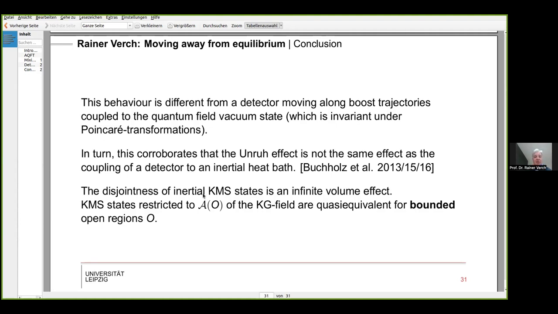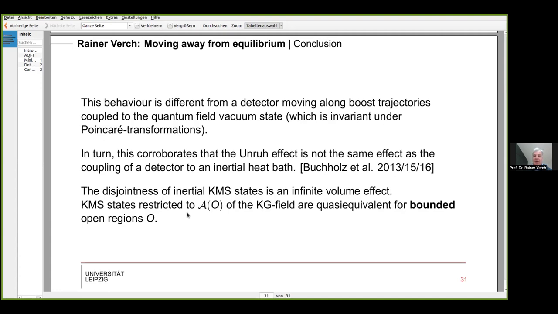So the disjointness of inertial KMS states is an infinite volume effect. KMS states restricted to local algebras of the Klein-Gordon field are quasi-equivalent for bounded open regions O. So this is really in the idealization that you have arbitrarily extended observables at your disposal. Otherwise, you will not see this disjointness effect.